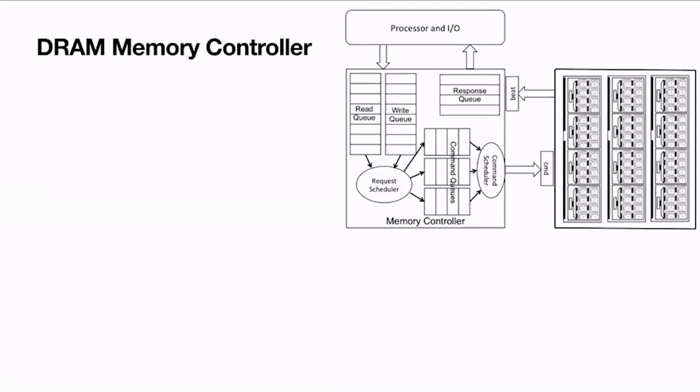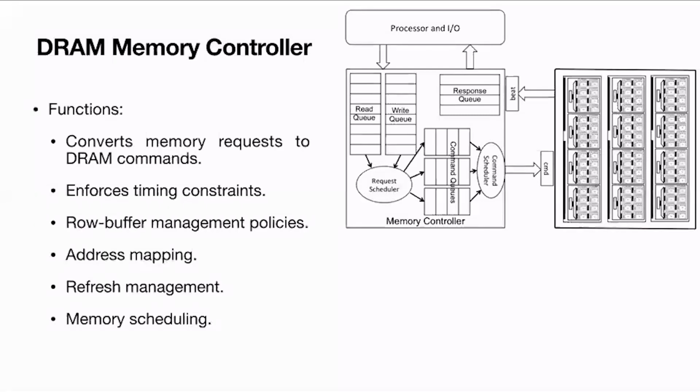What are the main functionalities of this DRAM memory controller? First, as I said previously, memory requests will be converted into DRAM-understandable commands, pre, act and cache type of things. Also, it enforces the timing constraints. Once I give a pre command, I should not give my act command within the next so many cycles. When I give an act command, I should not give a cache command within the next so many cycles. And if there is a refresh operation, I should not service any other request until that time is completed. All these things are part of the timing constraints.